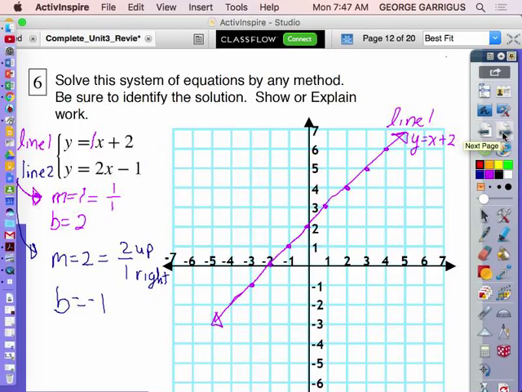6. Solve the system of equations by any method. Be sure to identify the solution. Okay, this is set up in slope-intercept form. So the first line, the purple line, has been graphed for you already.